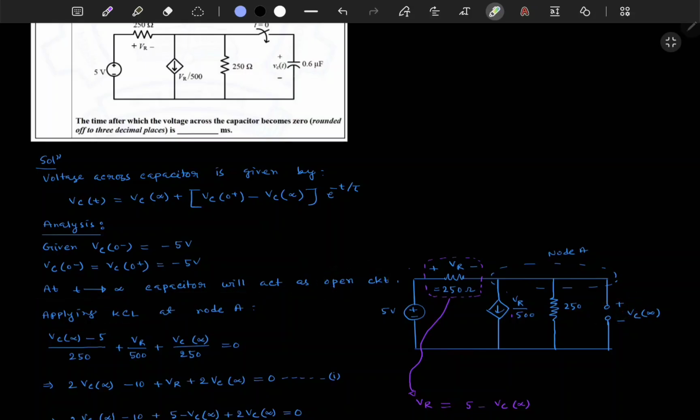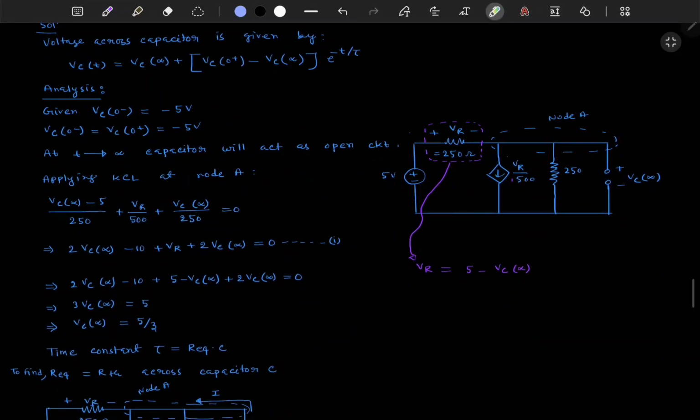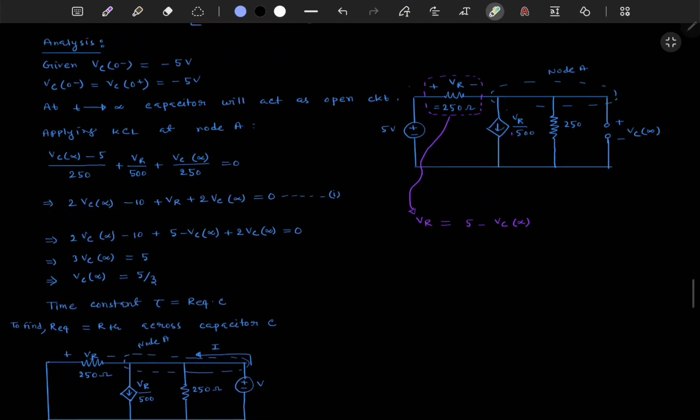Now applying KCL at this node. Only the capacitor is open circuited; at t equal to 0 the switch is closed, so at t equal to infinity, this is the circuit. Now if we do the nodal analysis, it comes like this. Here the capacitor voltage is this, so one current will flow here, one current here, and another current here. From here we will get Vc(infinity).